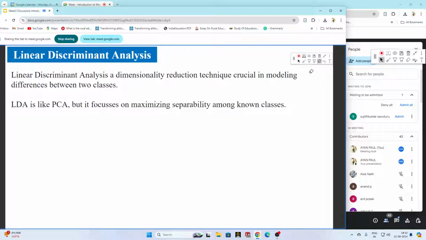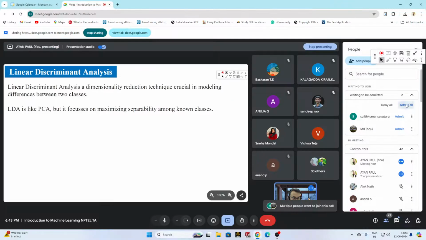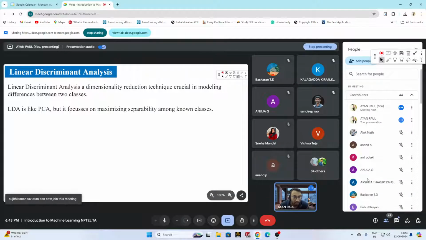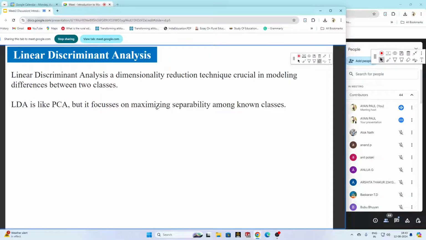If we don't drop it and combine the input to make less dimensionality, that is called feature extraction. So again, in case of this classification method or linear classification method, for dimensionality reduction we have linear discriminant analysis, LDA. It is a dimensionality reduction technique crucial in modeling differences between the two classes.